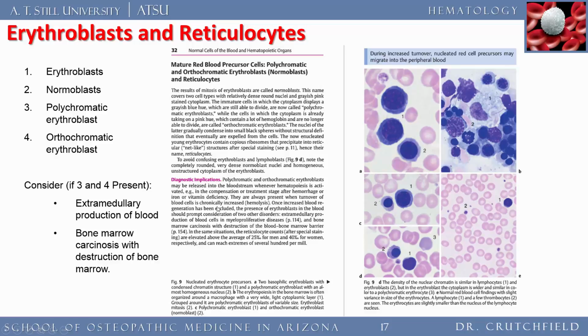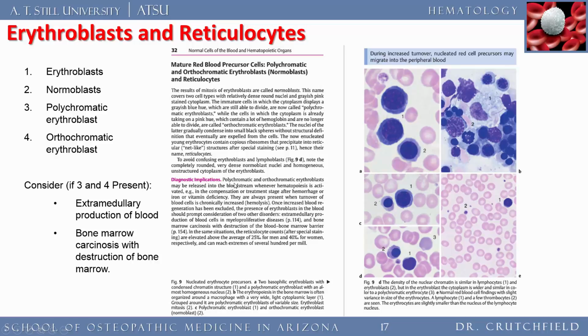So why do we care? Well, if we look at a peripheral smear and we see somebody has too many reticulocytes, of course, like I said, that usually means they're bleeding. They have an extramedullary production of blood. The marrow can't keep up with their requirements. Or you might be looking at a bone marrow that has cancer in it.